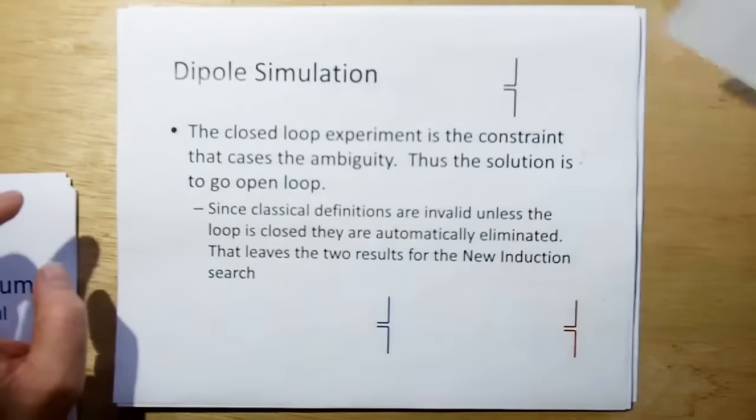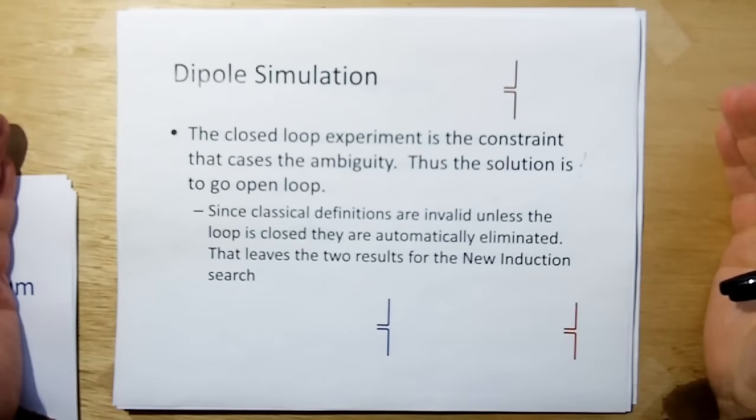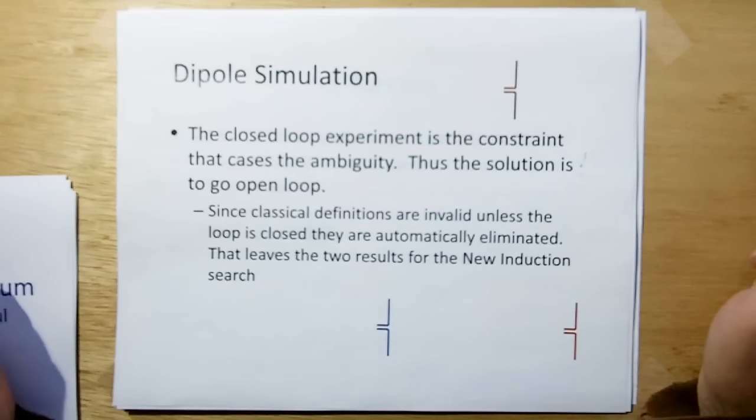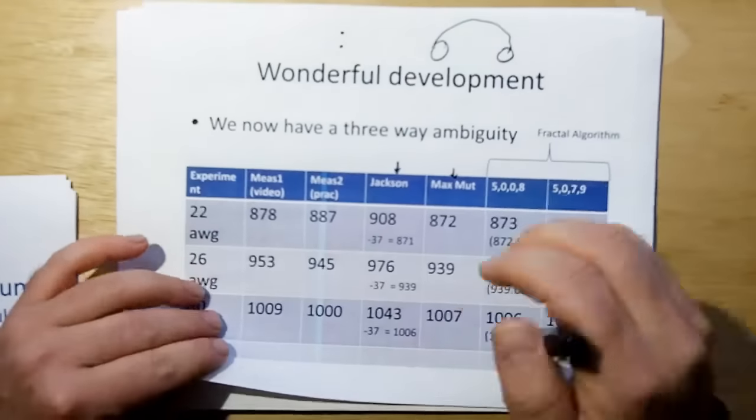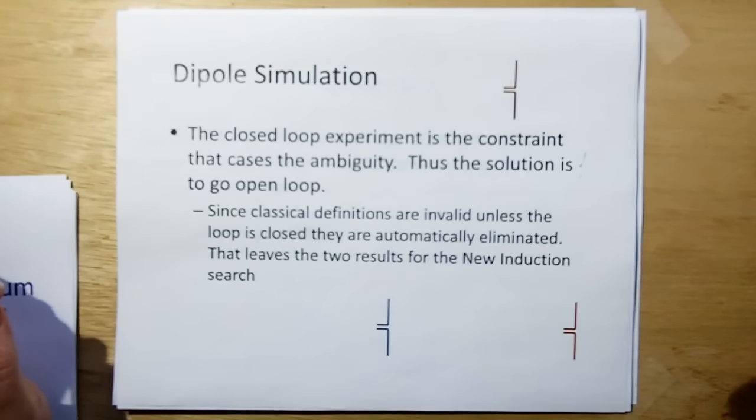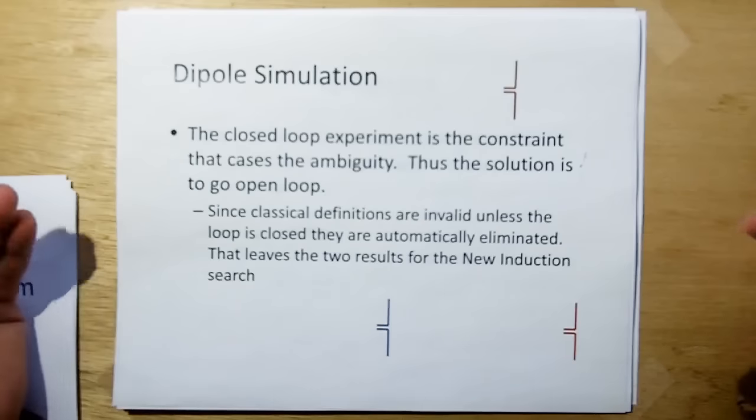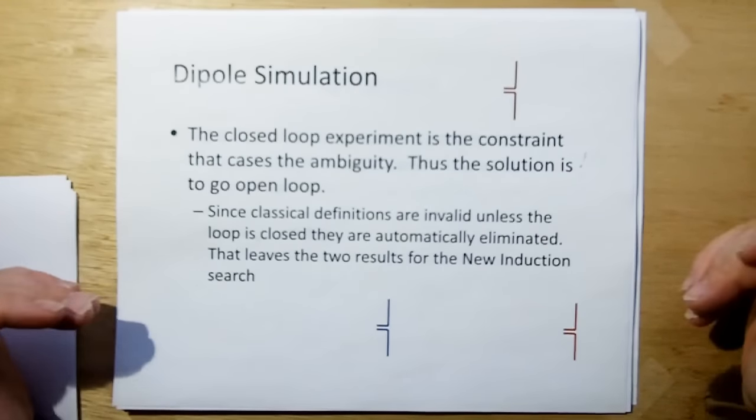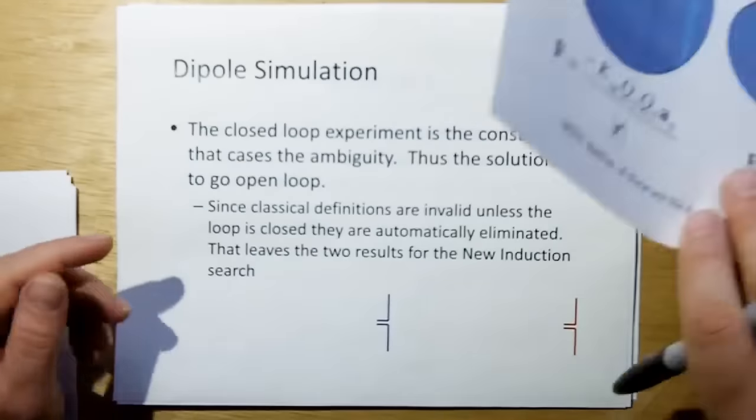were closed loop experiments, and that constraint of the closed loop is what caused the ambiguity. And therefore the solution is twofold. We can either go open loop or high voltage. The easiest way to go first is open loop. And since the classical definitions, Jackson and the Maxwell mutual, use vector magnetic potentials, and according to the classical textbooks, vector magnetic potentials mean absolutely nothing if the loops considered are not closed. And since we're opening the loop, that means vector magnetic potentials mean absolutely nothing. Therefore, these models do not apply here. That leaves either of these two models here.